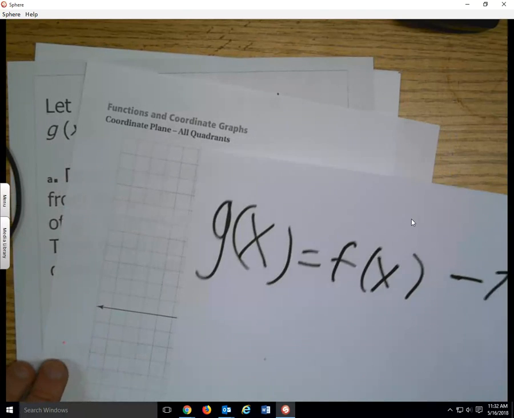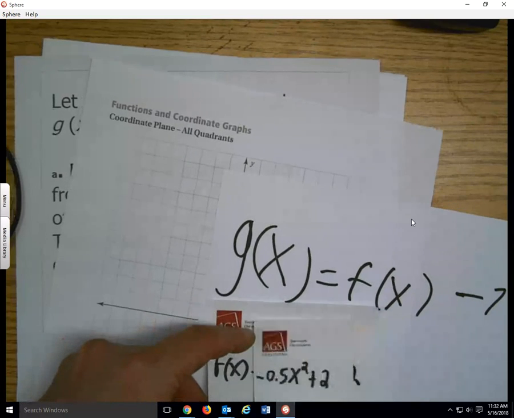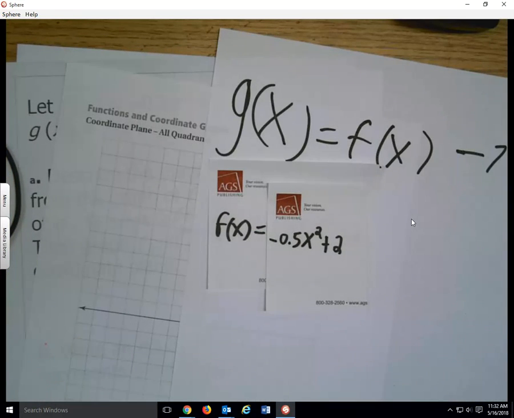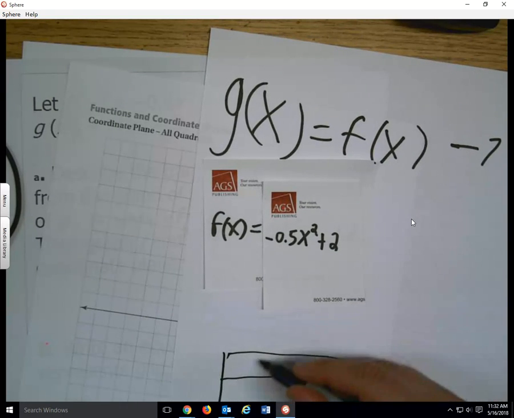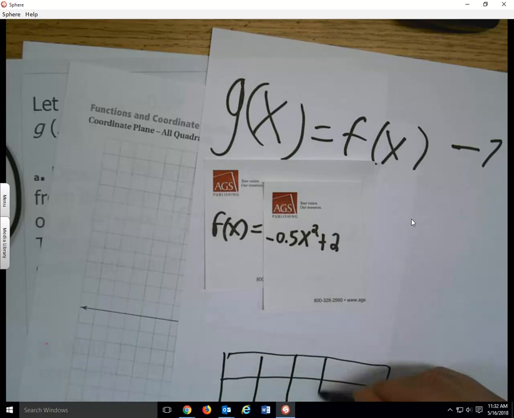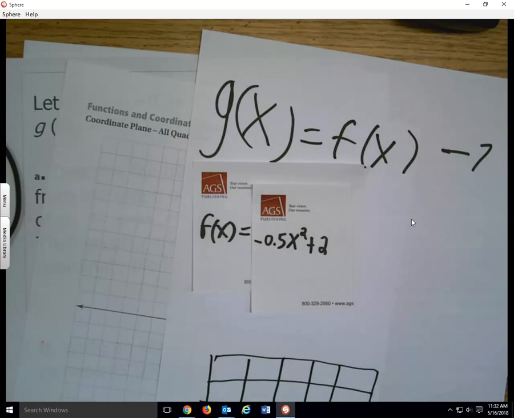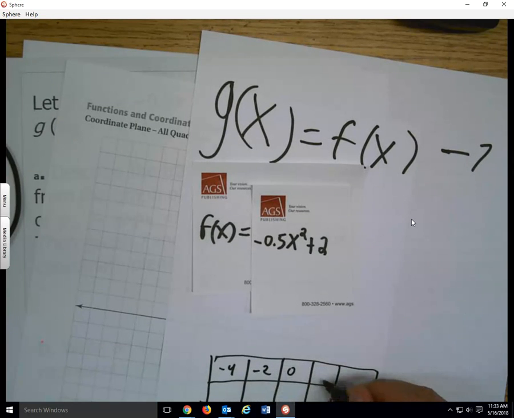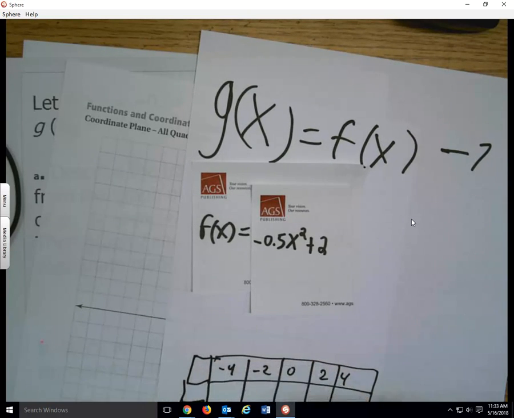Because earlier, I was only concerned about one equation, and now I'm concerned about both the g of x and the f of x. So when I make my table this time, I'm going to put an input, but I'm going to get two outputs, one for each equation. So what do I want to input? I'll do -4, -2, 0, 2, and 4.